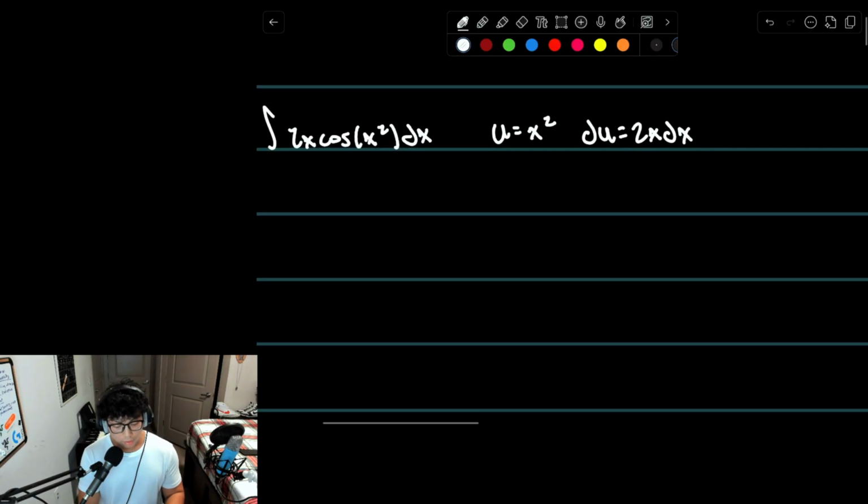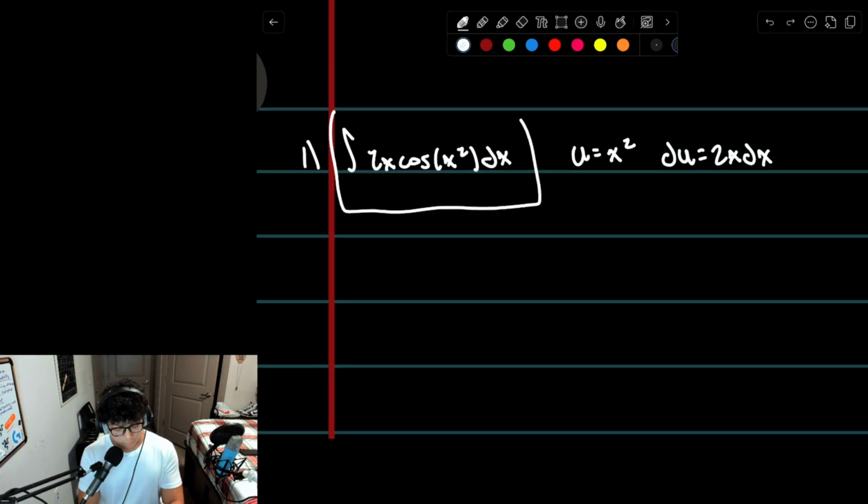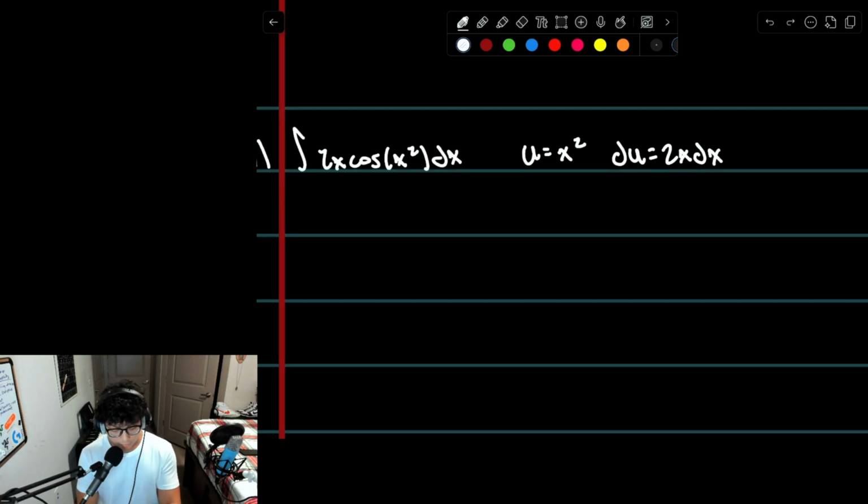And then we want to solve for dx to make this entire thing in terms of u, because so far it's in terms of x. So to do that, all you do is divide both sides by 2x. You notice that this one cancels out, and we're left with dx equals du over 2x.